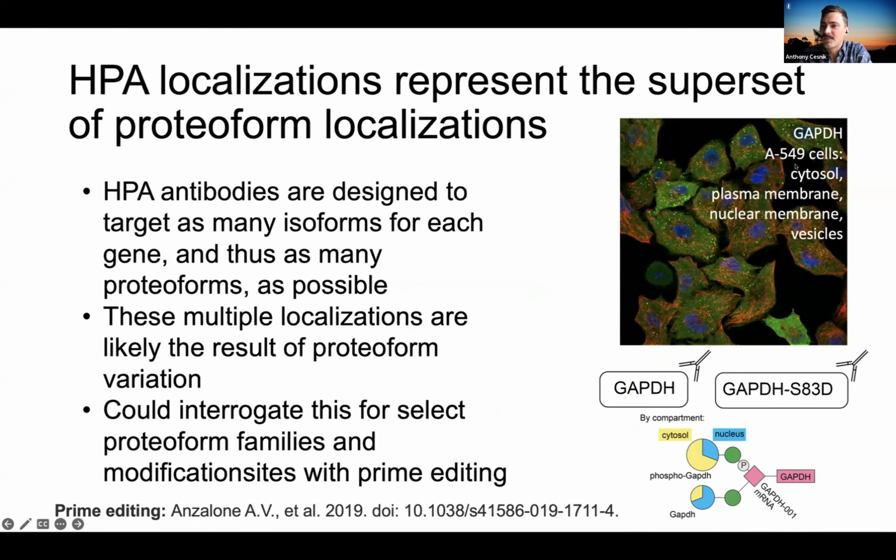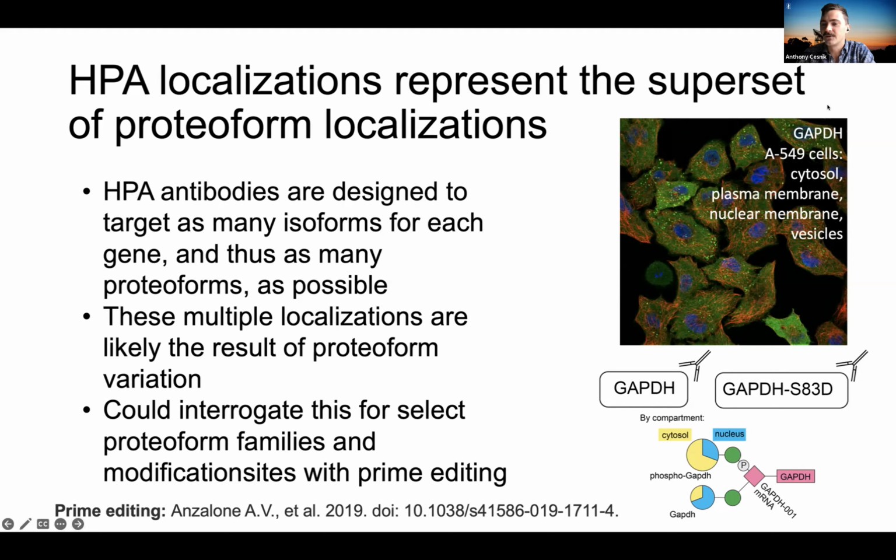And I think that part of the reason for this multi-localization is that these HPA antibodies depict the superset of proteoform localizations. HPA antibodies are designed to target as many isoforms from each individual gene as possible, to capture where the protein is, this larger concept of the protein containing all the proteoforms. So as a result, the HPA antibodies are really targeting the superset of proteoforms, which I think is really cool, because it's a nice design feature.